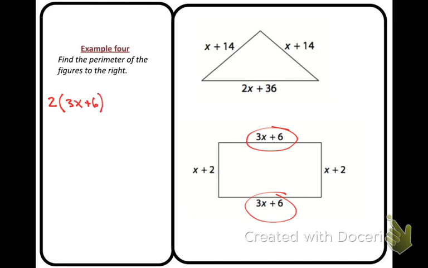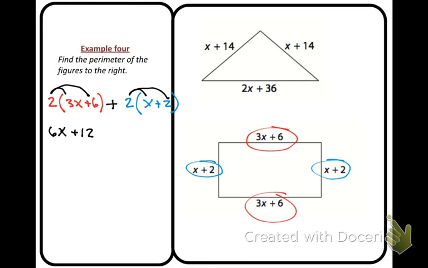and we also have 2 of these x plus 2's. So it would be plus 2 times x plus 2. Right, so that way you don't have to write all this stuff out individually 4 times each. And we know when we see a number outside of parentheses, we're going to have to distribute these. Right, so distributing these out, 2 times 3x gives us 6x. 2 times 6 is 12. Plus 2 times x is 2x. 2 times 2 is 4.